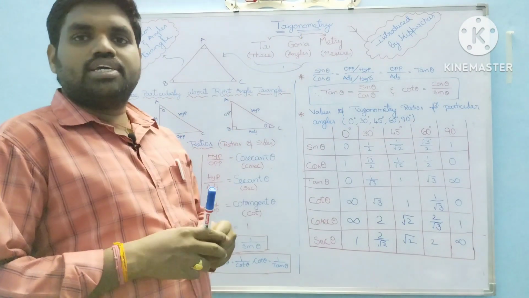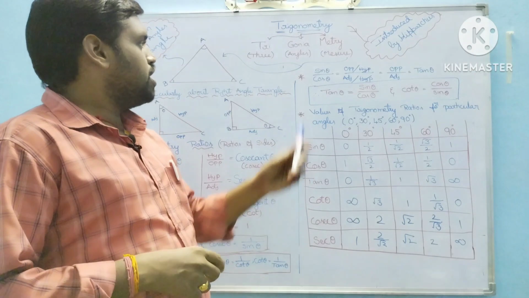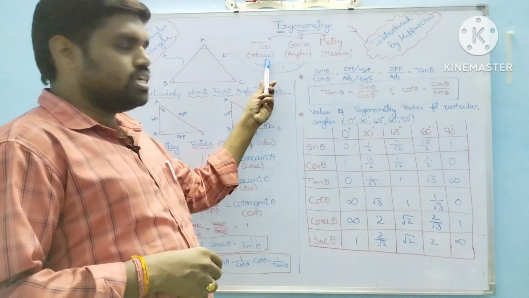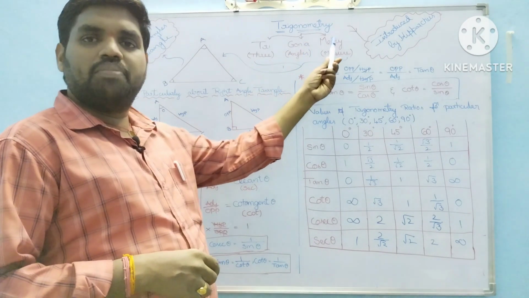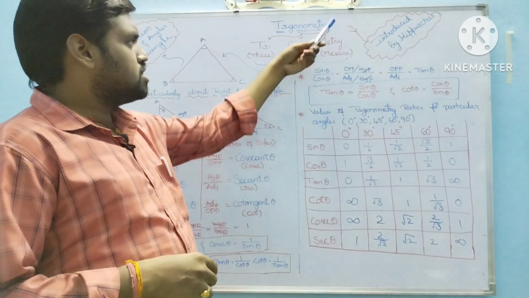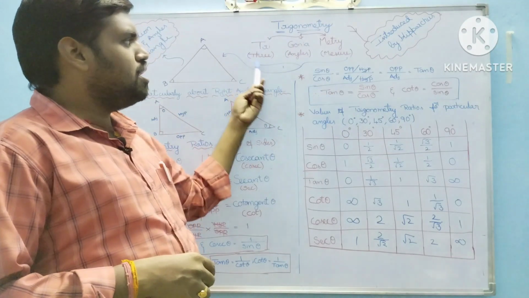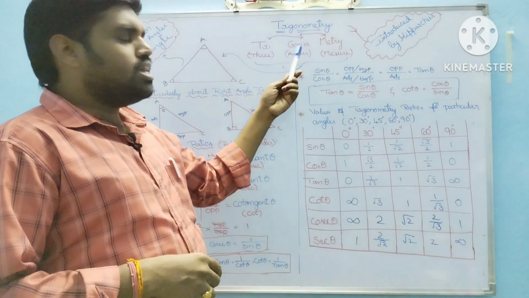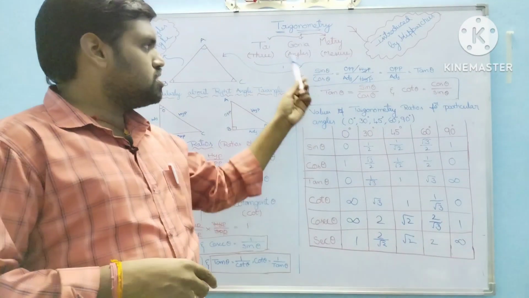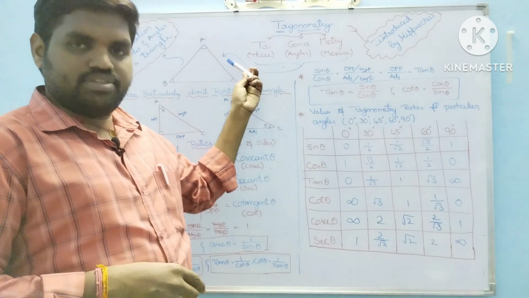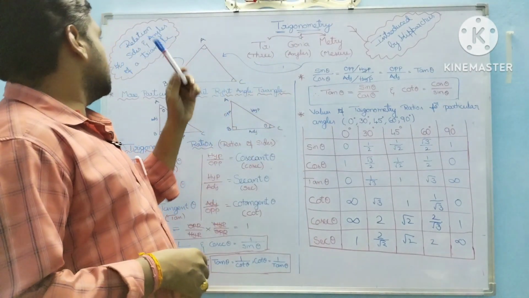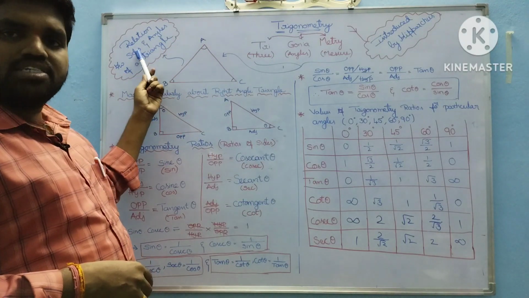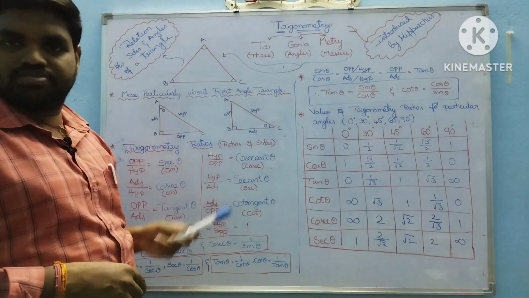The word trigonometry is made from three Greek words: tri, gonia and metry. Tri means three, gonia means angles, and metry means measure. That means trigonometry deals with three angle measures. What are the three angles? You can observe these three angles in a triangle. So trigonometry shows the relationship between the sides and angles of a triangle.